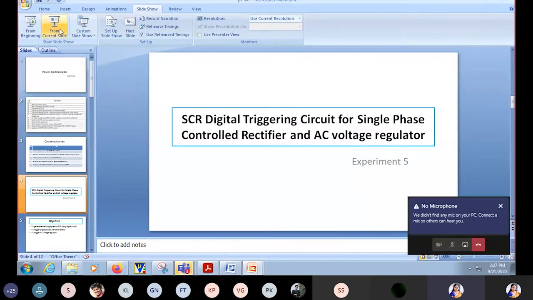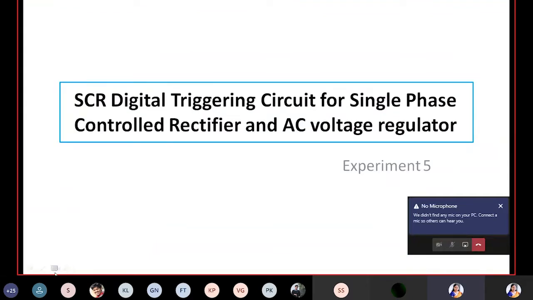So what we are going to do in this experiment is, we are going to understand how a SCR present in single phase control rectifier and AC voltage regulator can be turned on using digital triggering circuit. The first step is to develop a digital triggering circuit to generate firing pulse for the SCR, which is present in single phase rectifier circuit and AC voltage regulator circuit.